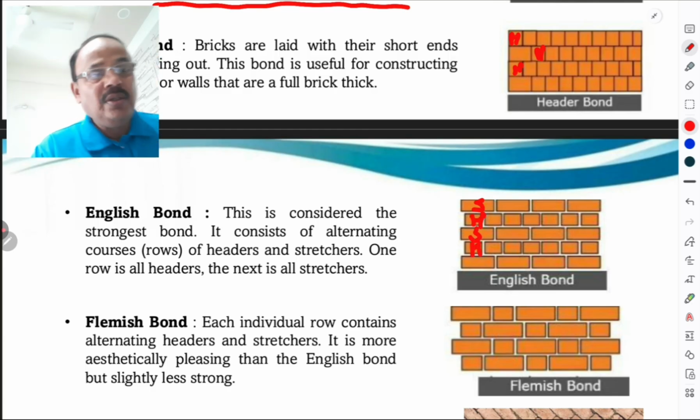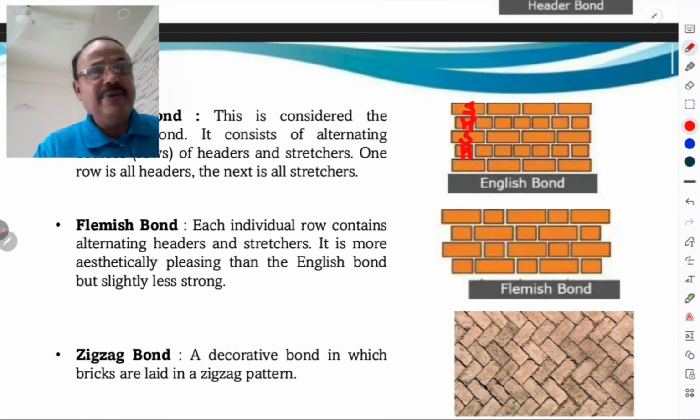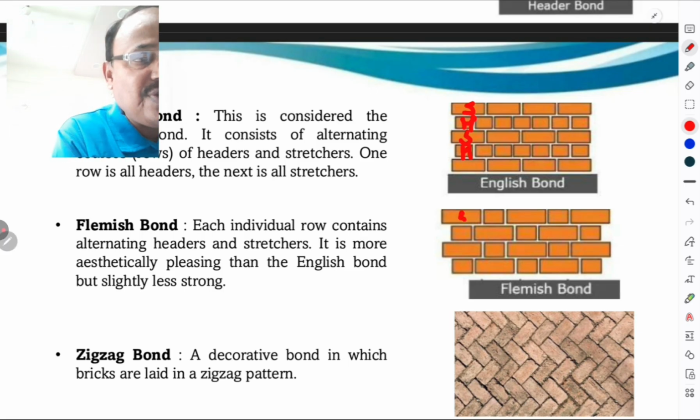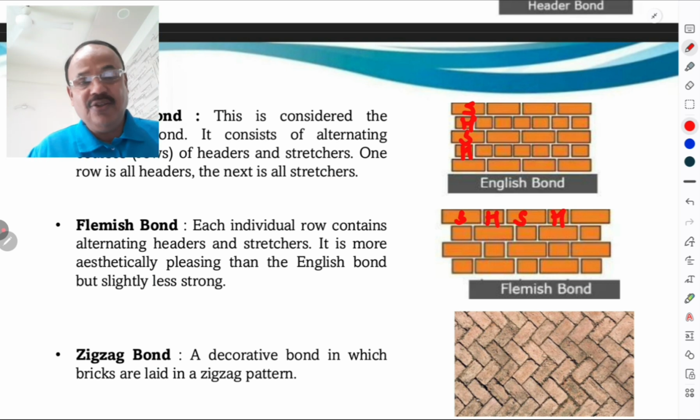Flemish bond. Each individual row contains alternating headers and stretchers. It is more aesthetically pleasing than the English bond but slightly less strong. This comparison between English bond and Flemish bond is always asked in the examination. This is the stretcher, this is the header, this is the stretcher, this is the header. The same is repeated in each row.